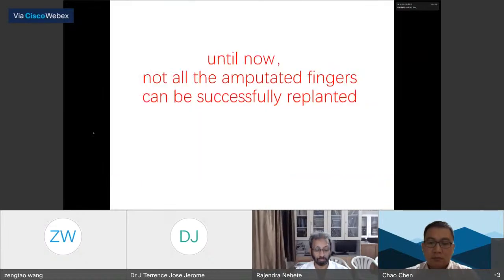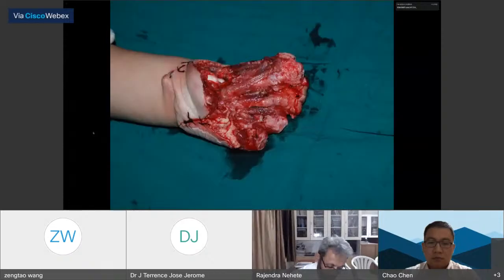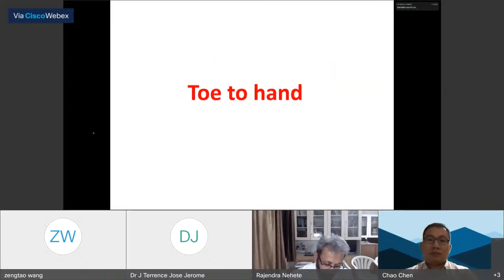In general, not all the amputated fingers can be successfully replanted. For this case, we can't replant. Some finger reconstruction is needed. There are many methods to reconstruct the finger and the thumb, but the total hand is the best method.